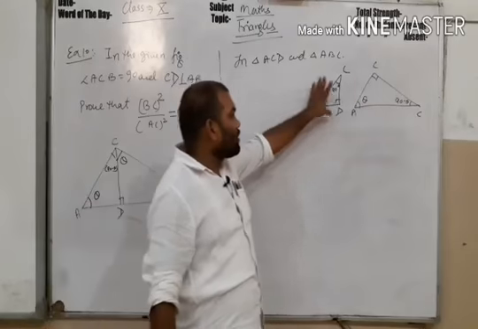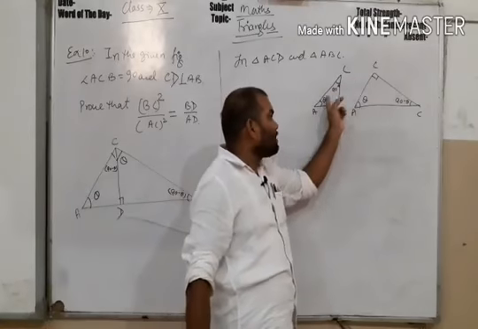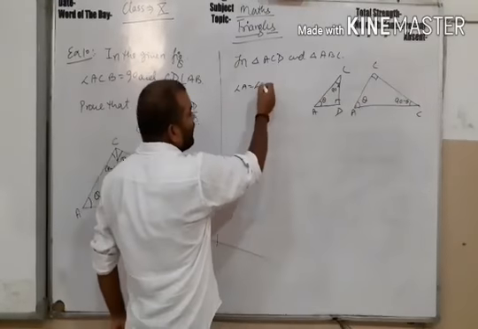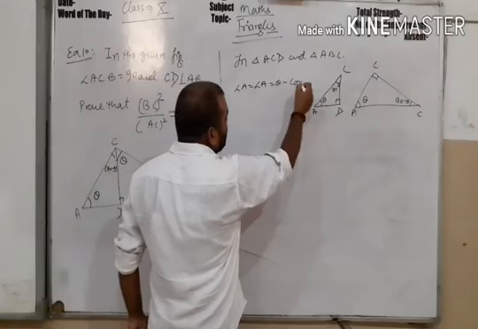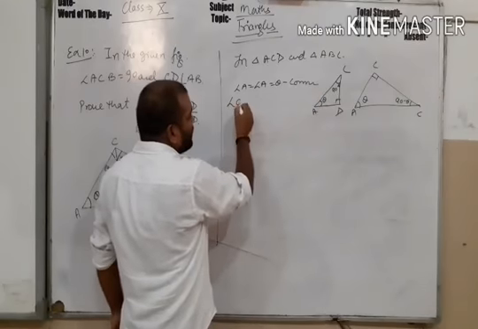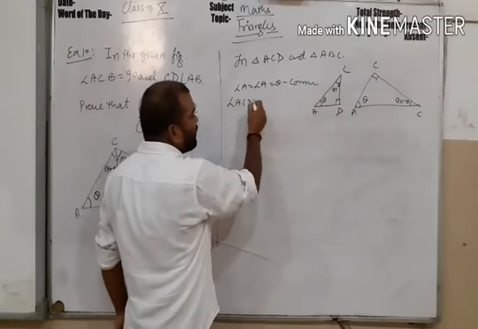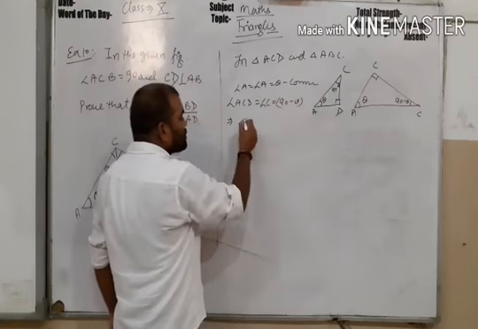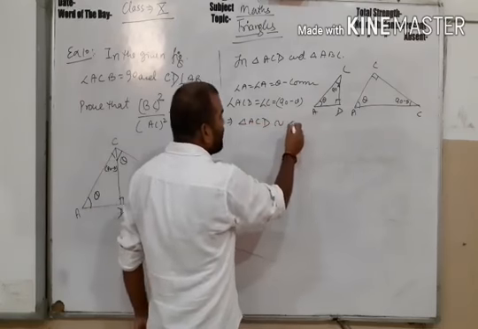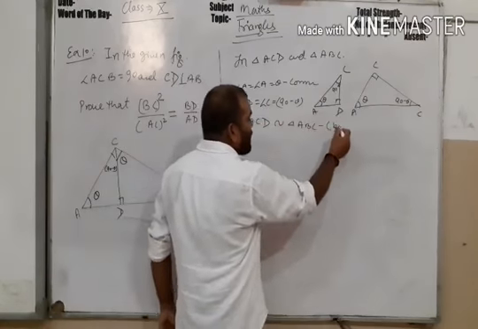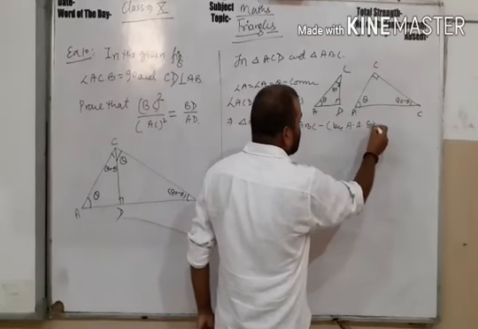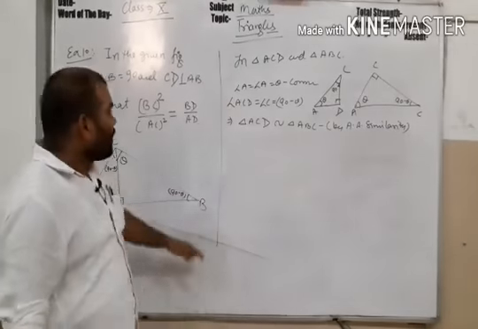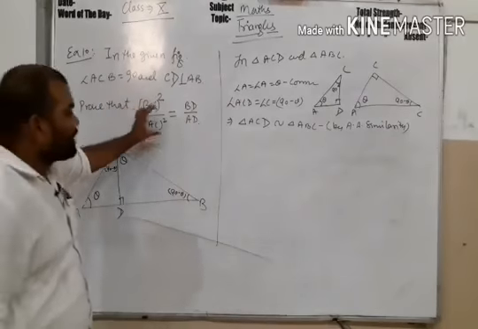Now you see, both the triangles are similar because angles are all equal. And so you can say angle A is equal to angle A, that is equal to theta, which is common. And then angle ACD is equal to angle C, which is 90 minus theta. That means the triangle ACD is similar to triangle ABC by angle similarity.